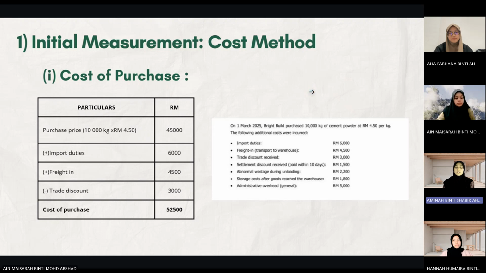In accordance with MFRS 102, the settlement discount, abnormal wastage, storage costs, and general administrative overheads are excluded from the cost of inventory and are recognized as expenses in the period in which they are incurred, as these costs do not contribute to bringing the inventory to its present location and condition.